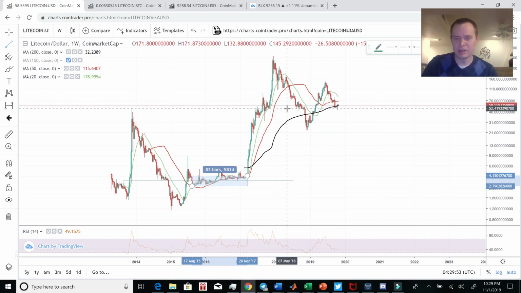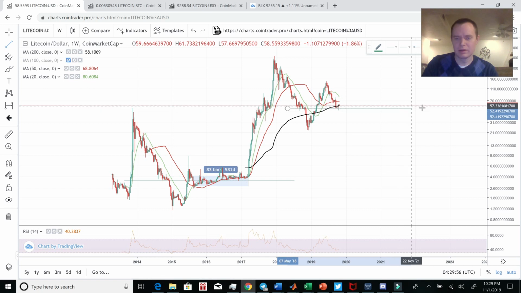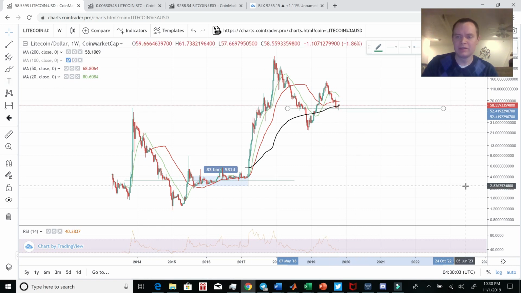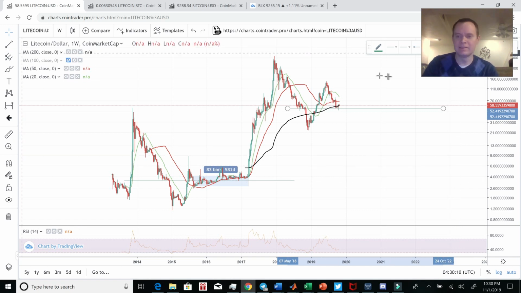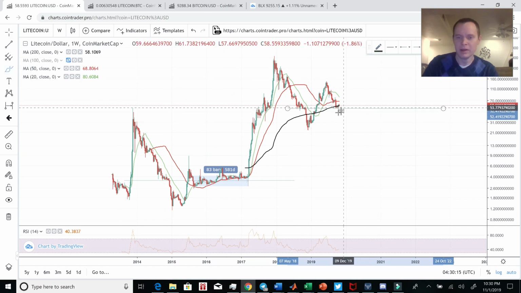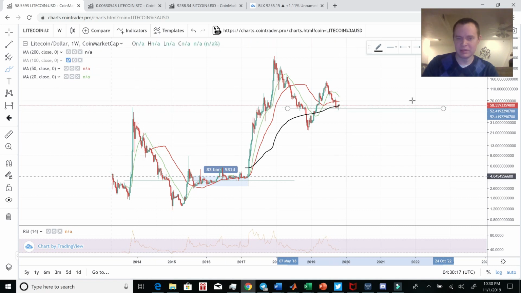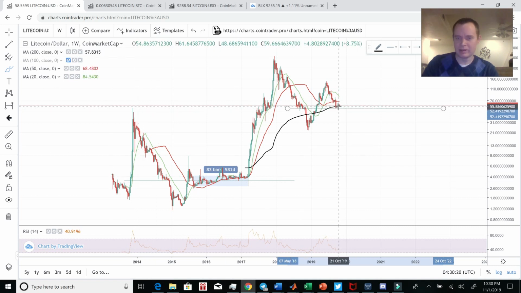So if we were to just draw a line here and draw it out, you can see that we are currently at that level of support. All right, so if we continue to repeat the cycle, and I'm not saying that we're definitely going to, I hope some of you who are dying to say something about that just recognize that I do understand that history does not always repeat. But if this cycle continues, then this is probably a pretty good time to increase your holdings if you're a Litecoin fan. In fact, I increased some today.